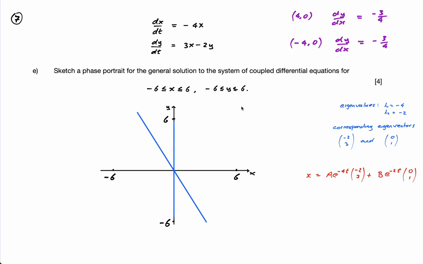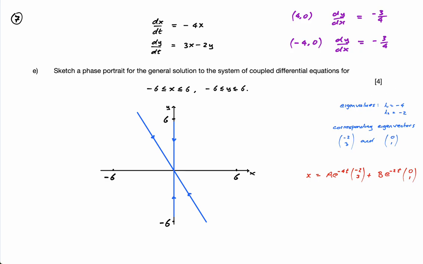Now, because the two eigenvalues are negative, the solutions go towards 0, 0. We said 0, 0 was a stable fixed point, so the solutions go towards 0, 0, which means this is actually going to be a sink. Okay. That's the first thing, so you get 1 mark for that.